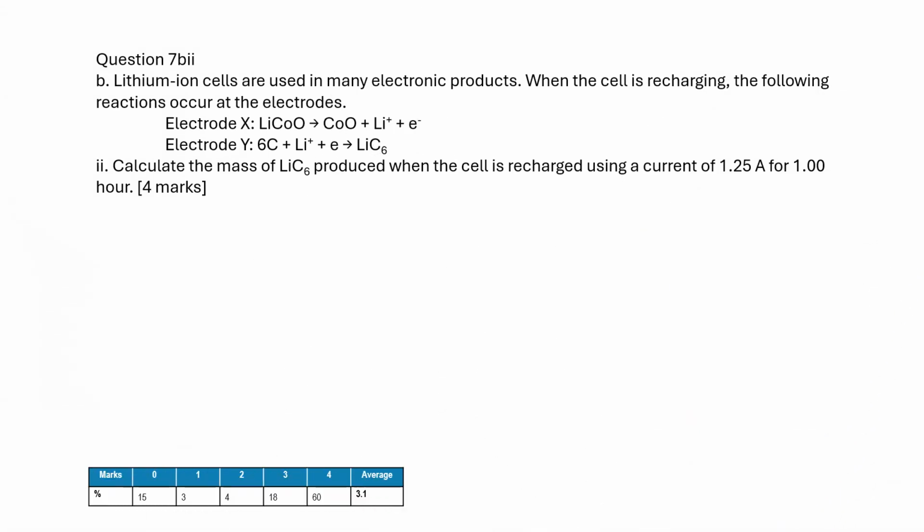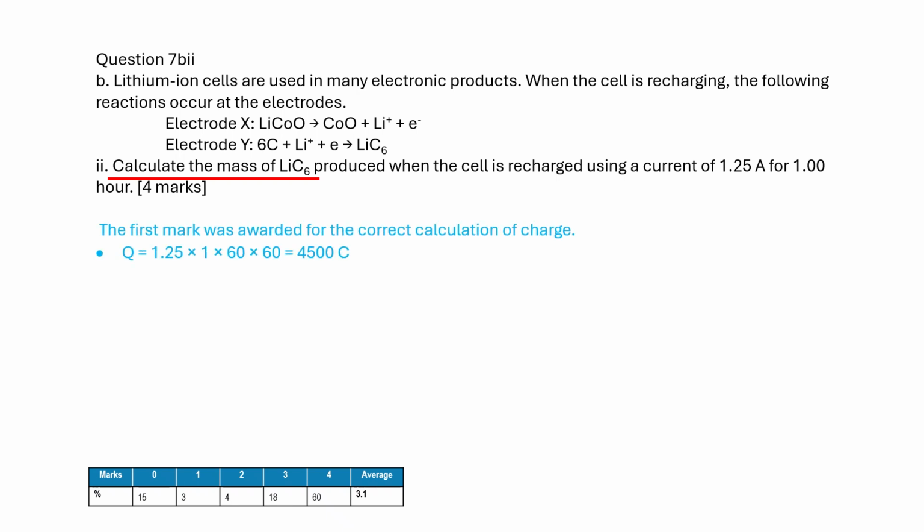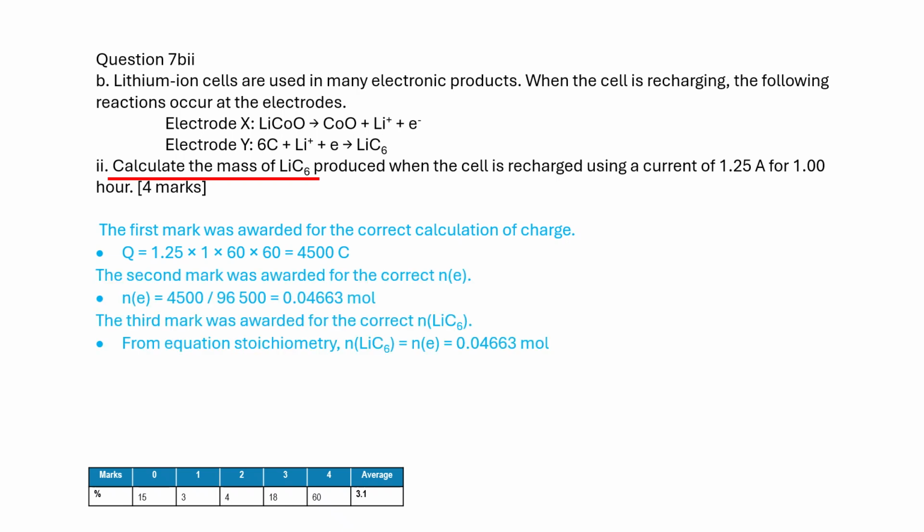Calculate the mass of PbO2 that forms when a cell is recharged using a 1.25 A current for 1 hour. Follow 4 steps, each worth 1 mark. Calculate the total charge provided. Determine the moles of electrons transferred. Find the moles of PbO2 produced. Calculate the mass of PbO2.